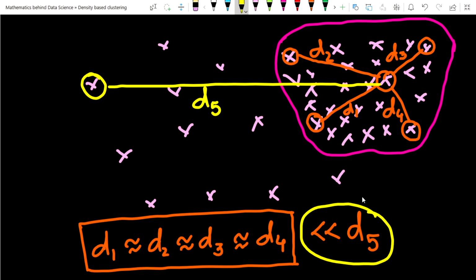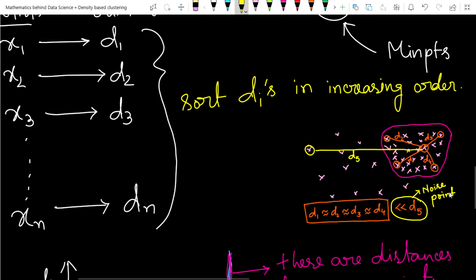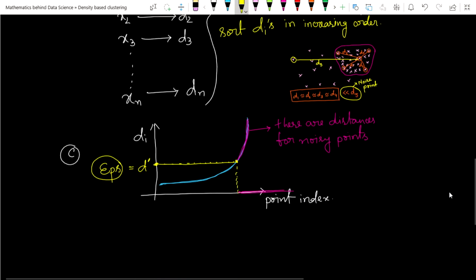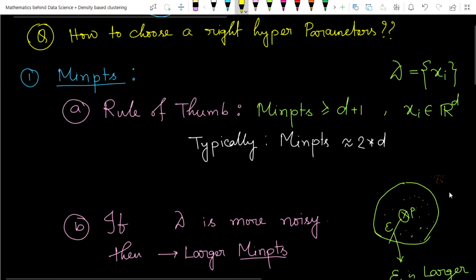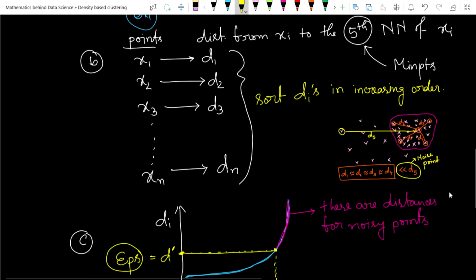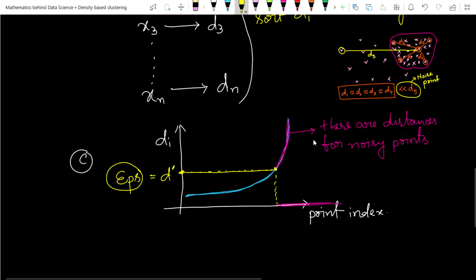Because of these reasons, we can declare that it is a noise point. We can conclude that for this point, these higher distance values are responsible for noisy points. These points are called noise points.